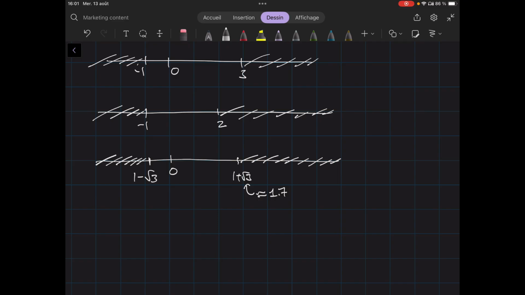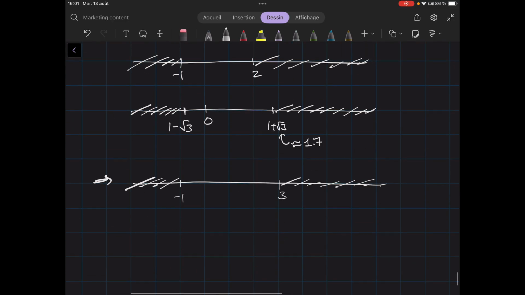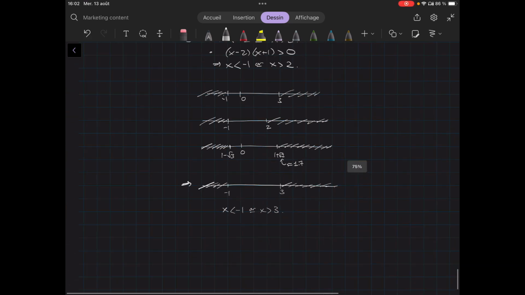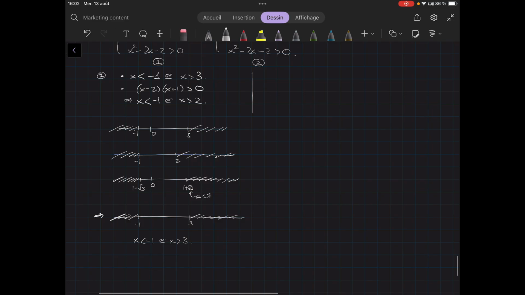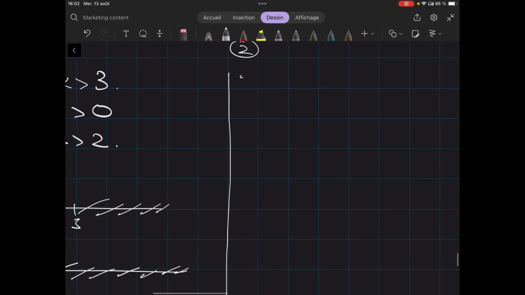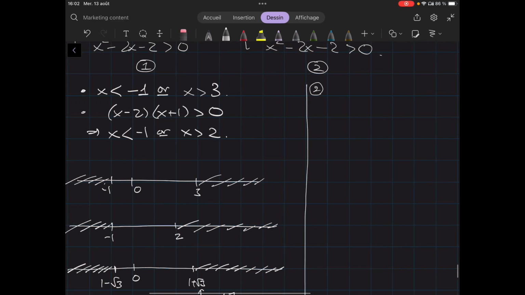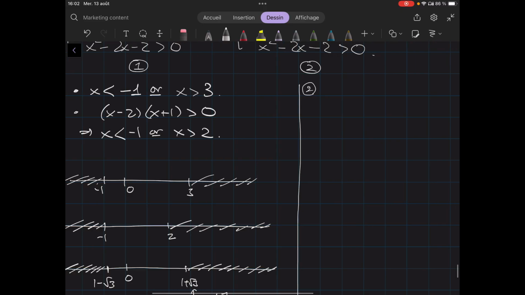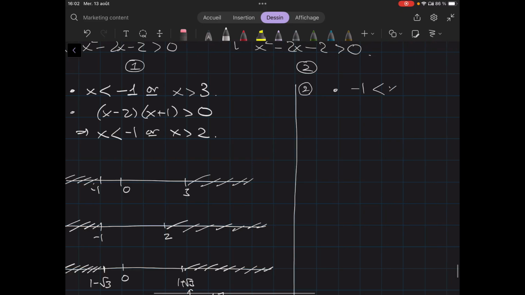So the part that satisfies all of the inequalities will be... sorry, less than negative 1 or greater than 3 when combining all three solution sets. Let's look at the second option. For the first inequality, we would get negative 1 less than x less than 3. So we will take the part in between.